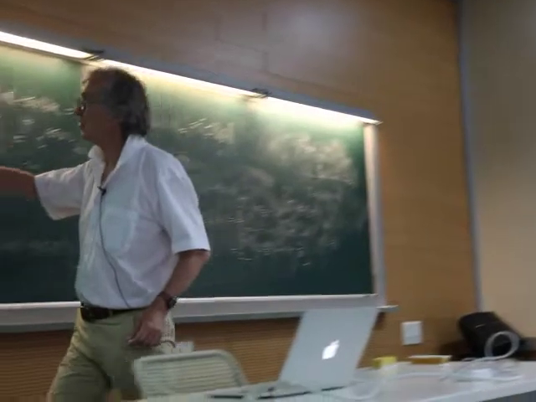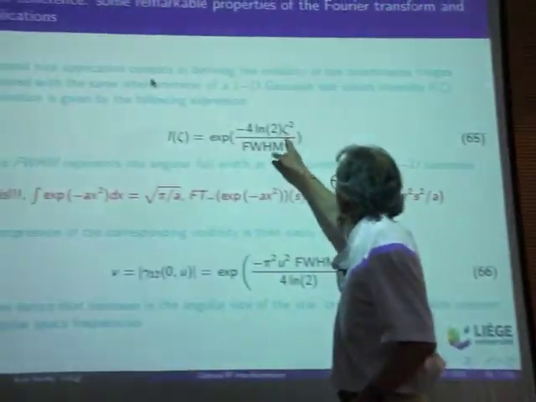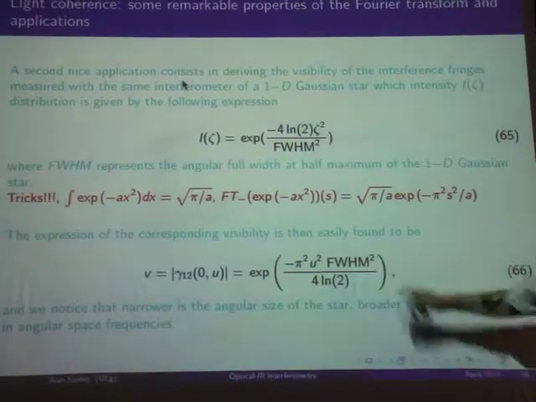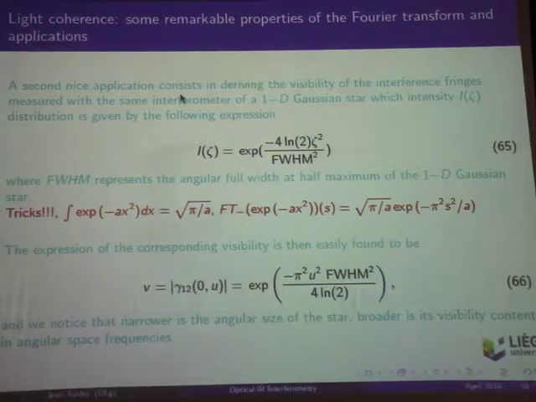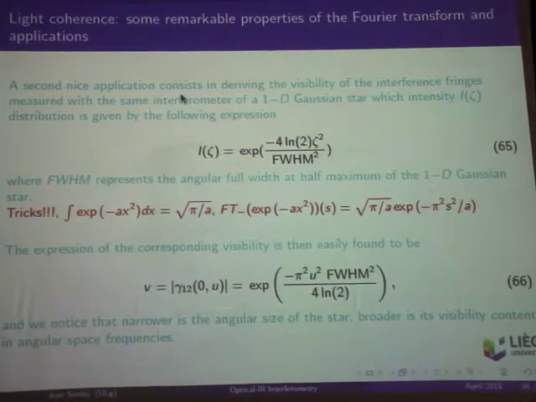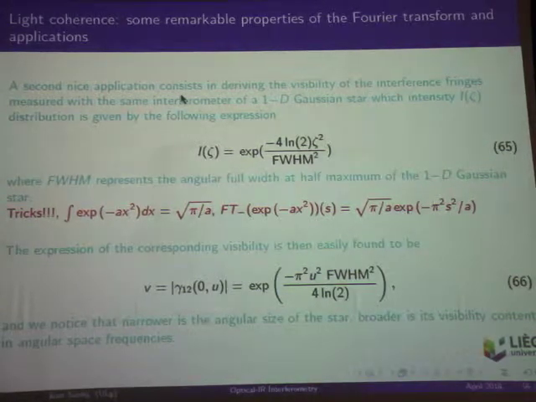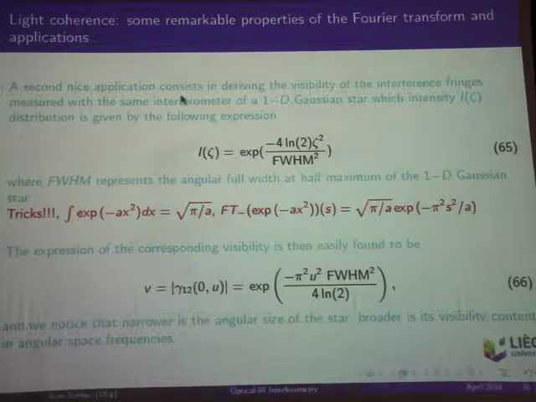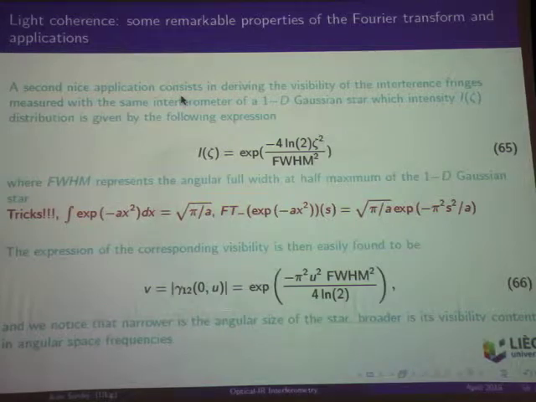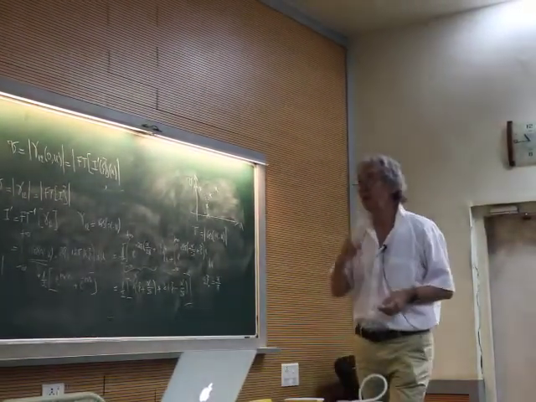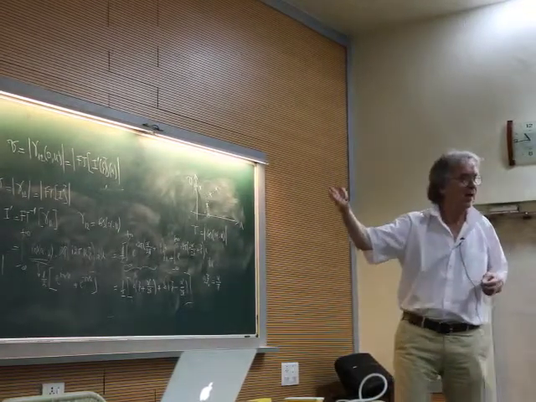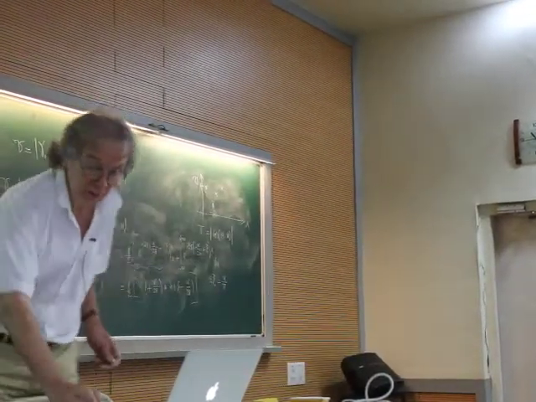But now, what you see here is that the Gaussian width was at the denominator, and now, when you make the Fourier transform, it is at the numerator. Which means the following: the narrower the angular size of the star, the broader its visibility content in angular space frequencies. And indeed, if it is a Dirac function, extremely narrow, the Fourier transform is equal to 1, so you have frequencies going from minus infinity to plus infinity. Interesting. So this is just an exercise that I suggest you do at home.